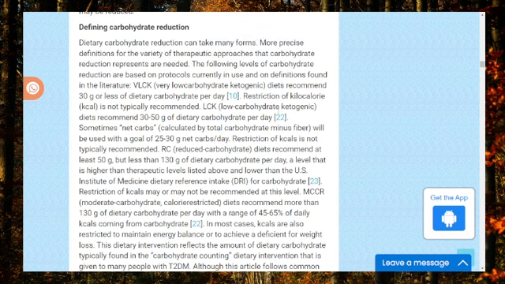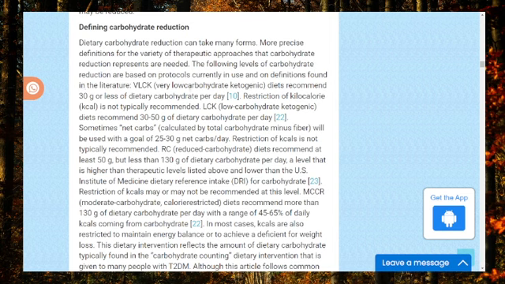Defining carbohydrate reduction. Dietary carbohydrate reduction can take many forms. More precise definitions for the variety of therapeutic approaches that carbohydrate reduction represents are needed. The following levels of carbohydrate reduction are based on protocols currently in use and on definitions found in the literature.